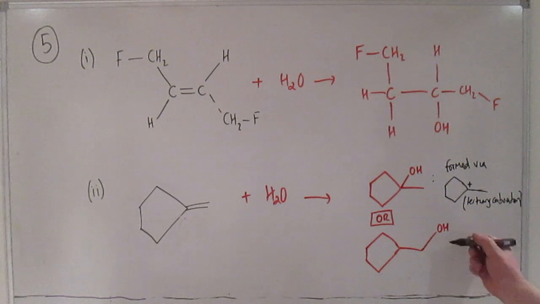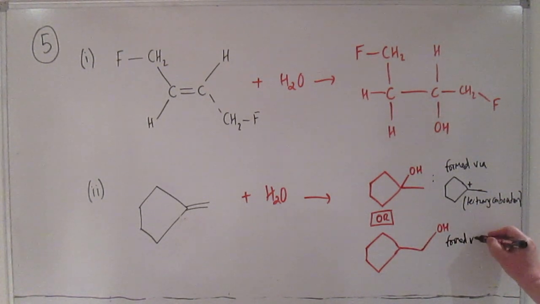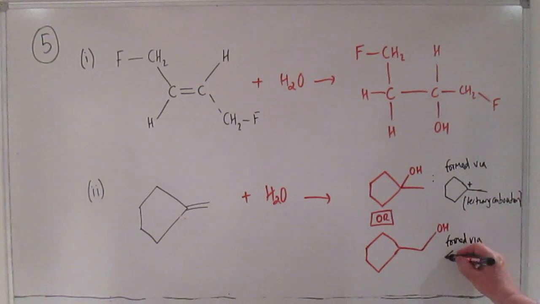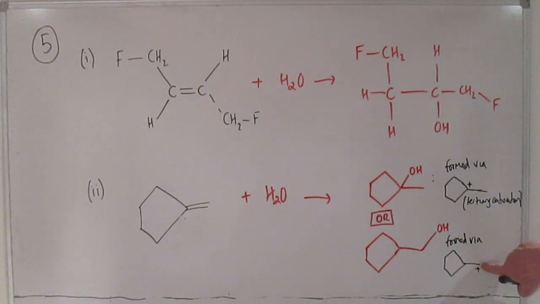This one is formed via a carbocation that looks like this. Okay, because again, where the OH ends up, there would have been a positive charge in the intermediate, and you can see the carbon with the positive charge has only 1 other carbon attached to it. So this is a primary carbocation.